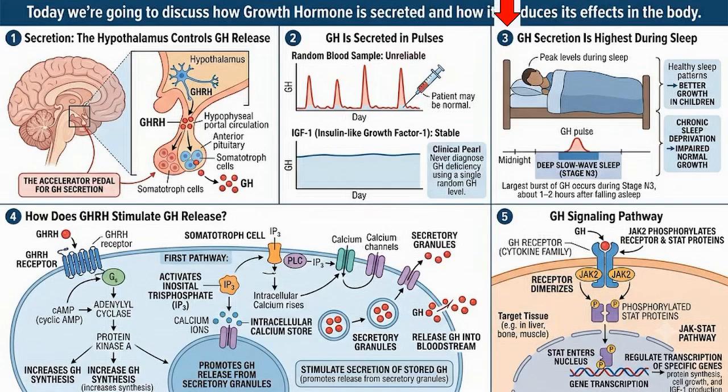3. GH secretion is highest during sleep. Peak levels occur around midnight during sleep. The largest burst of GH occurs during deep slow-wave sleep, stage N3. Typically, this happens about 1 to 2 hours after falling asleep.